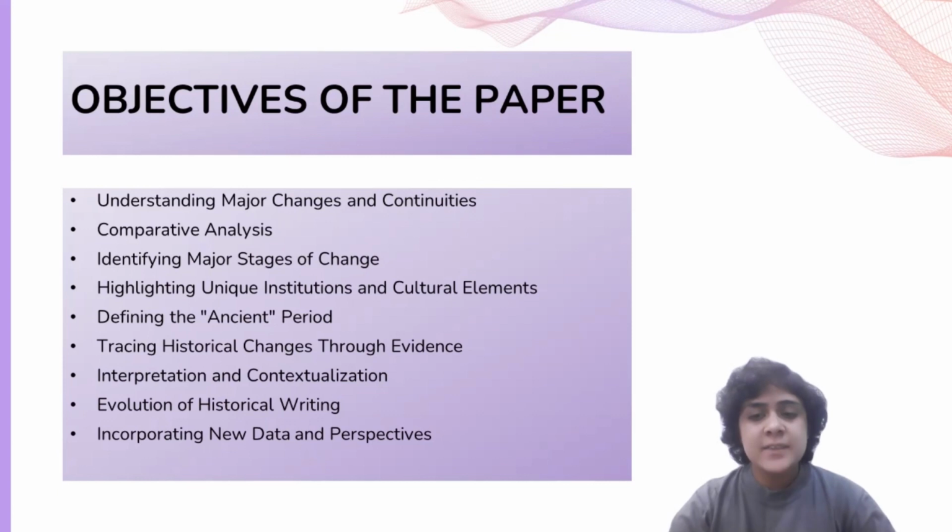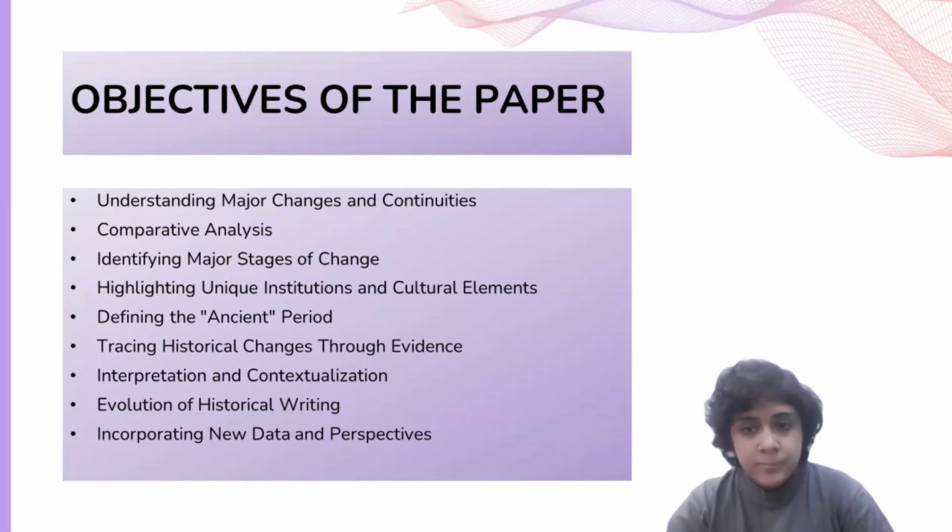The primary objective is to introduce students to the significant changes and continuities that have characterized various stages of Indian history. The course aims to instill an awareness that historical changes in India were not identical to those in other regions, such as China or Europe. It encourages students to understand that different societies experience changes at varying paces and in different ways. The course seeks to identify particular institutions and cultural aspects in Indian society that distinguish it from other societies.